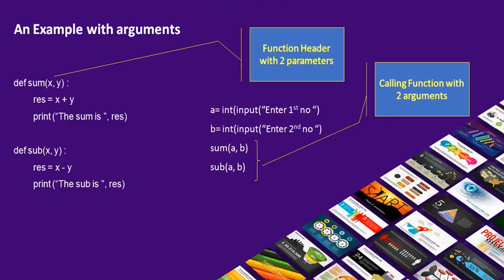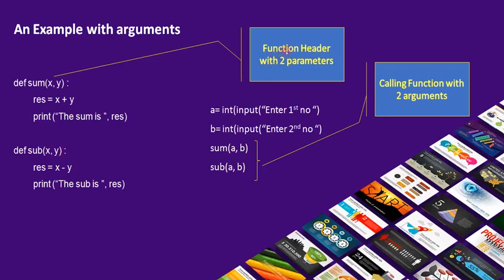Then when I am calling sum a b, it means the value of a and the value of b is getting passed to the sum function, and the value of a is getting stored in x, the value of b is getting stored in y. Then it is taking the sum and printing it. After it prints, it comes back to here. Then sub a b, same way a value will pass here, b value will pass here. That is, respectively it will pass, serially it will pass. Thereafter the subtraction is found and it is printed.